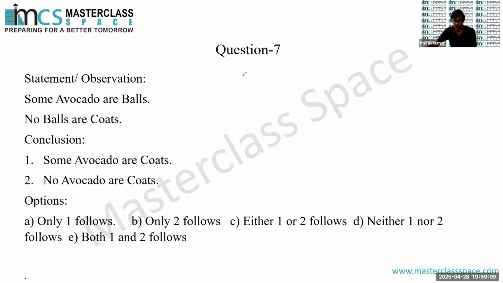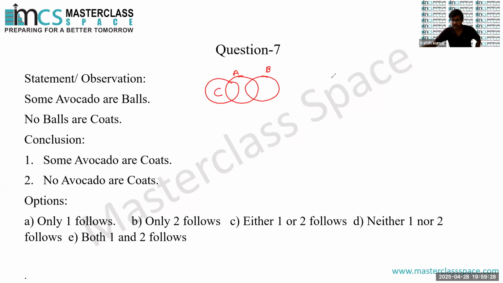Some avocados are balls. So this is our main condition, right? That will be satisfied. So avocados, balls: some avocados are balls. Okay, satisfied. No balls are codes. Okay, no balls are codes. So codes can be here, right?